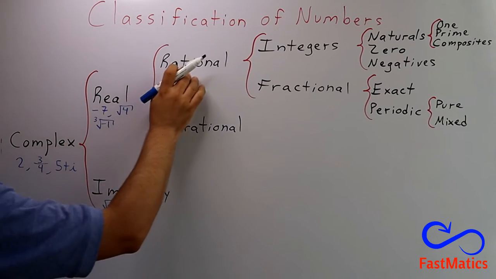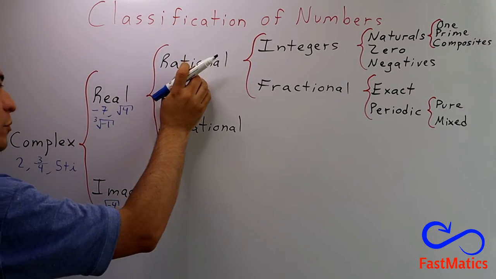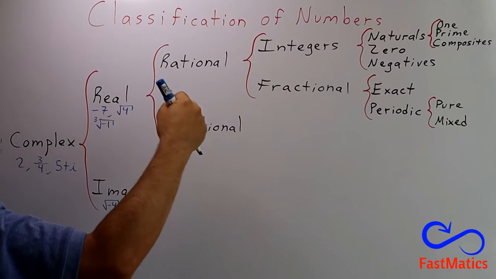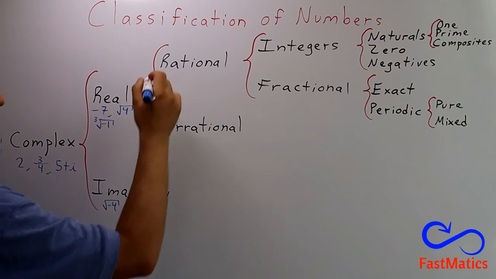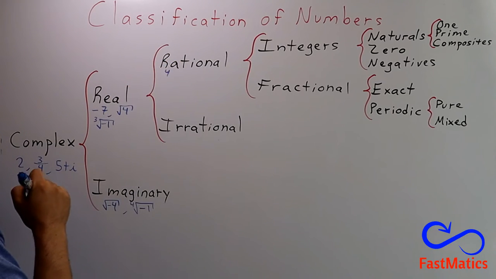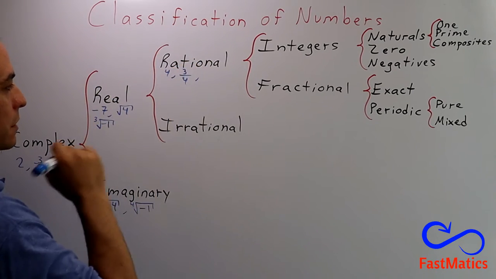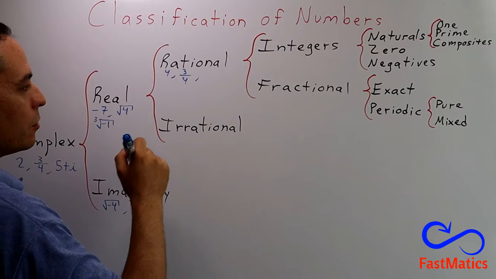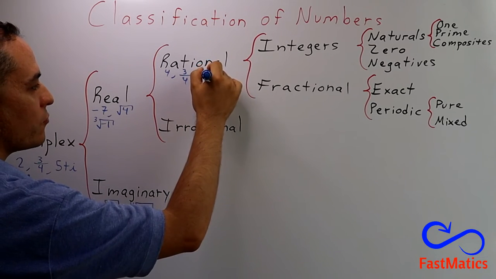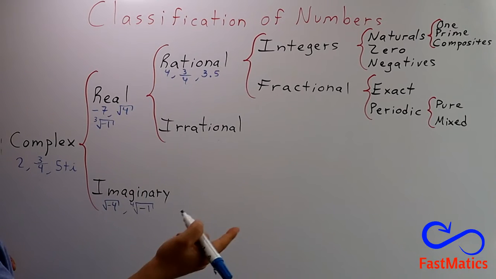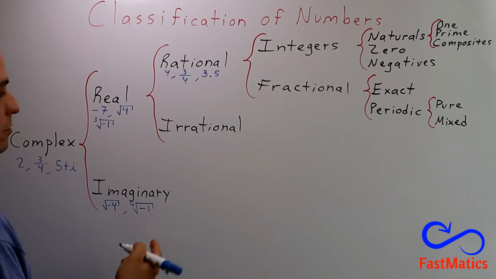Now, rational numbers are all numbers that you can write in the form an integer over another integer. For instance, 4, because you can write it 4 over 1. 3 over 4, also 3.5, because you can write it as 35 over 10, no problem.